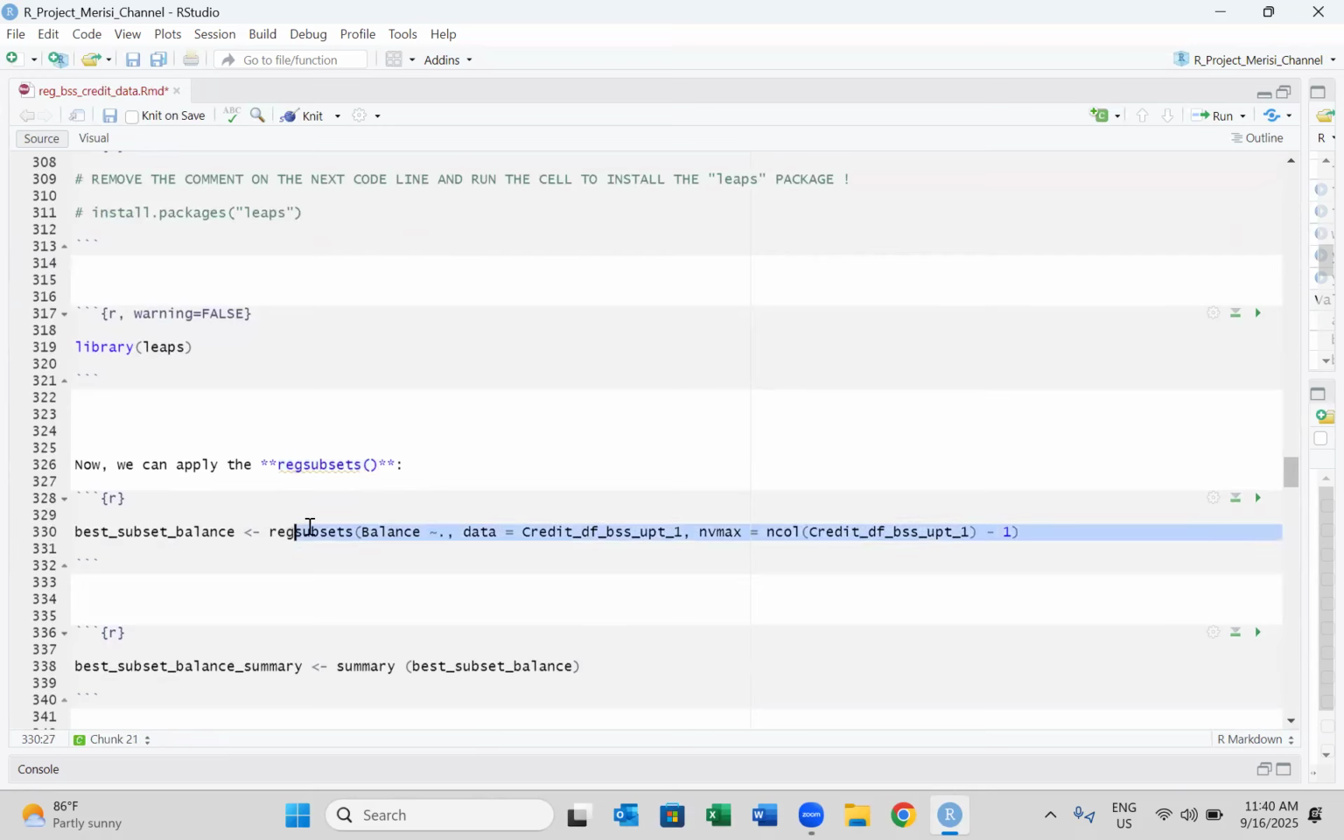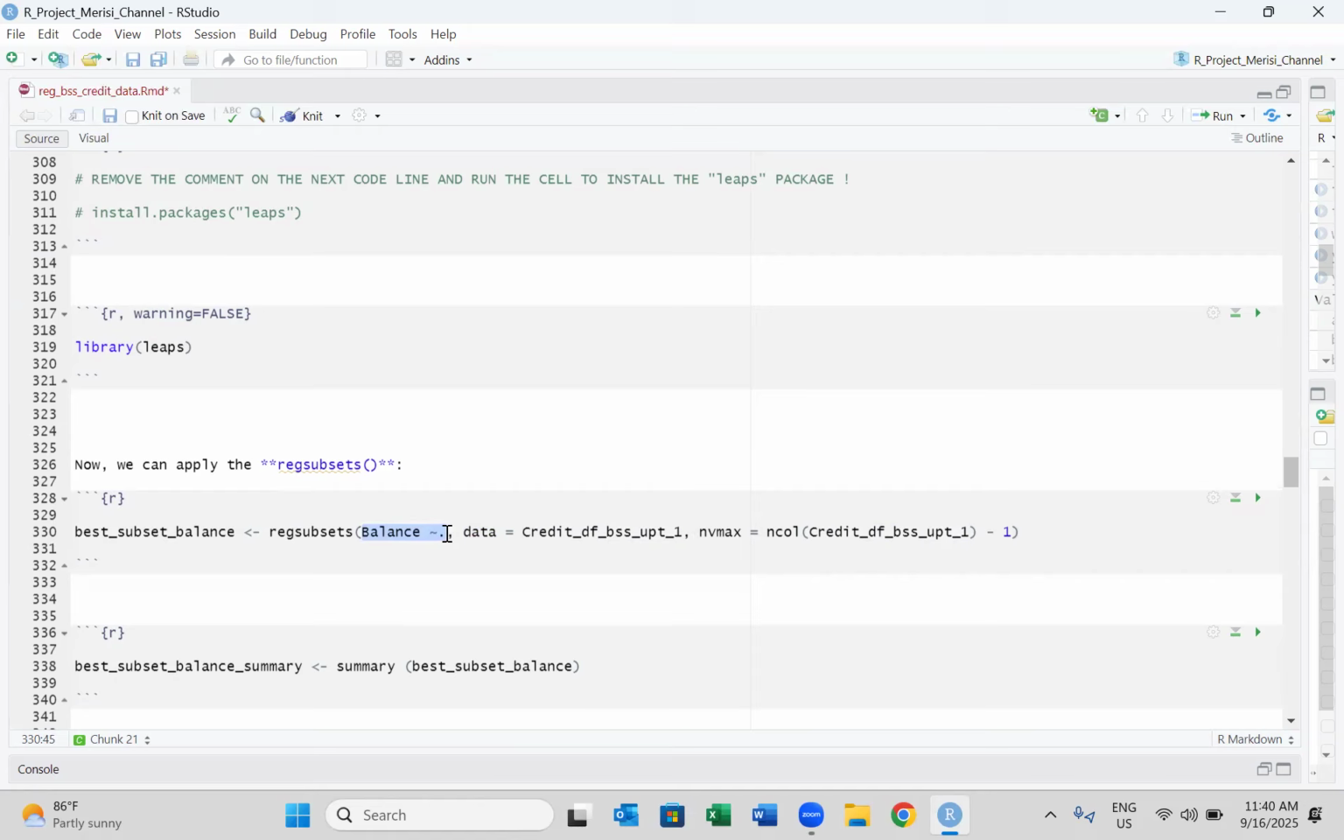Here is where I am applying the regsubsets function, and that function takes 3 arguments. I'm going to explain the second argument first because it's the easiest one. The second argument is just defining the data, the data frame you're using to apply this function. The data frame we are using is the one I showed you earlier, credit df bss update 1. The first argument is actually this one.